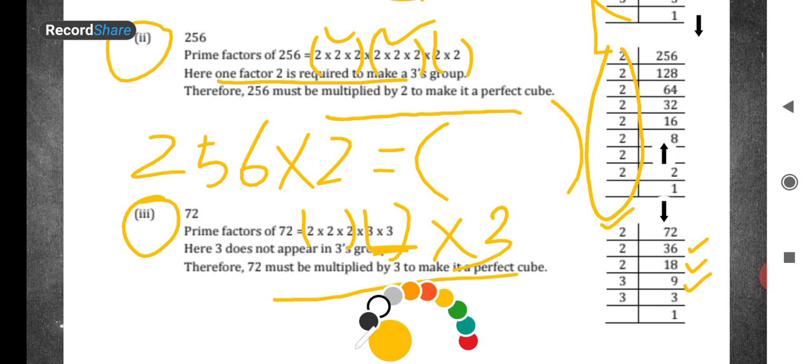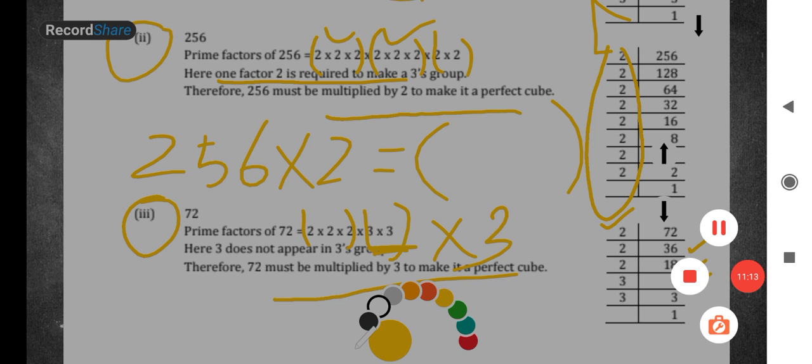The remaining 2 questions, question number 4 is given 675 and question number 5 is 100. So these 2 questions are your homework. What will you multiply with the given number to get a perfect cube? You will find the prime factors and see how many numbers are less to make a triplet. You will multiply that number. Okay, hope you have understood. Any doubt you can ask me.